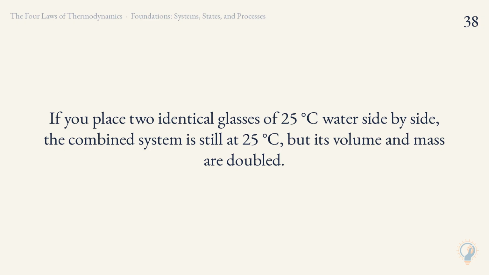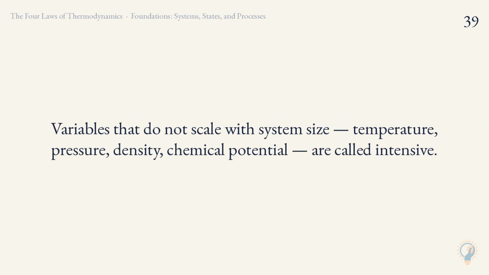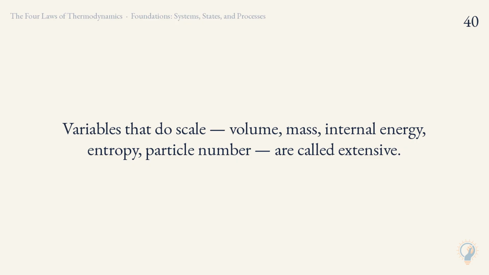system is still at 25 degrees Celsius, but its volume and mass are doubled. Variables that do not scale with system size, temperature, pressure, density, chemical potential, are called intensive. Variables that do scale, volume, mass, internal energy, entropy, particle number, are called extensive.